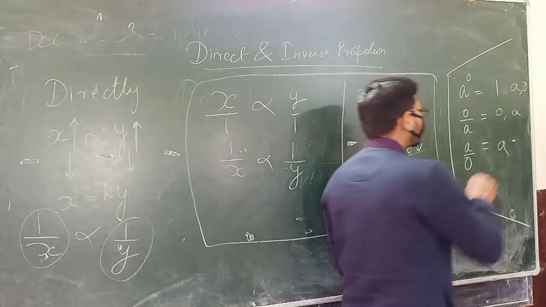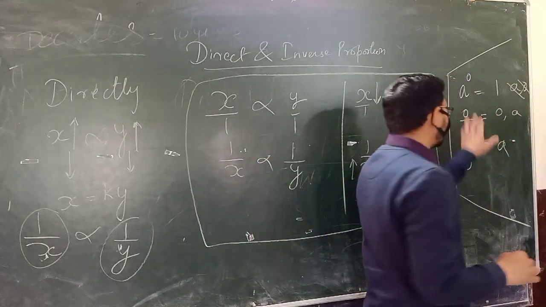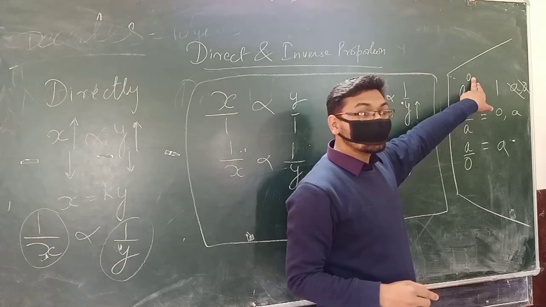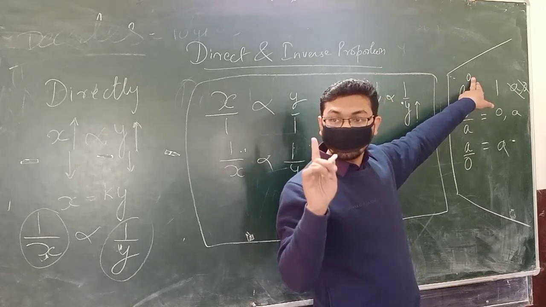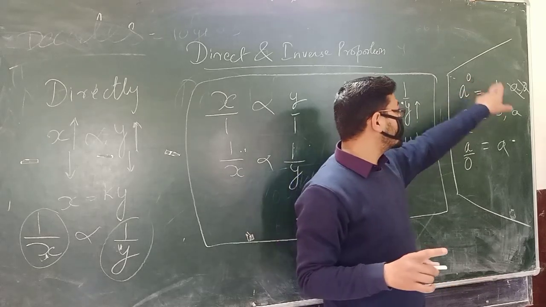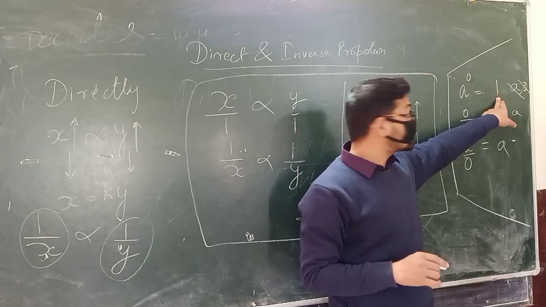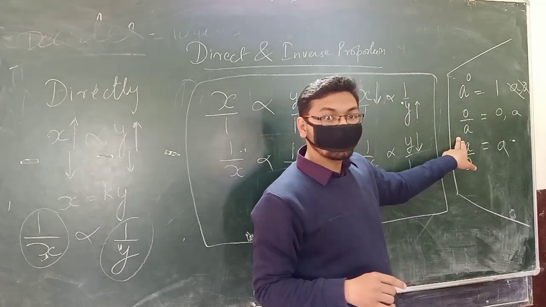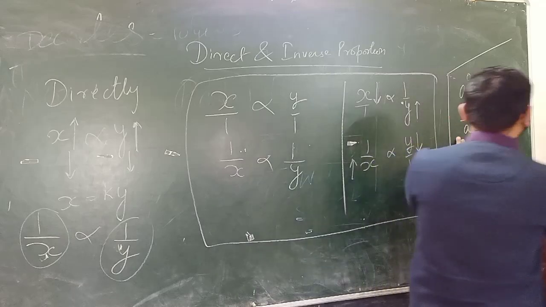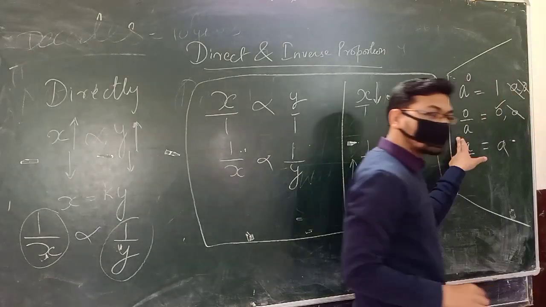So first it was right. If a number with power 0, its value always remains 1. So a ki power 0 is nothing but 1. This is the correct answer. 0 upon a is 0, not a. 0 is the correct answer.